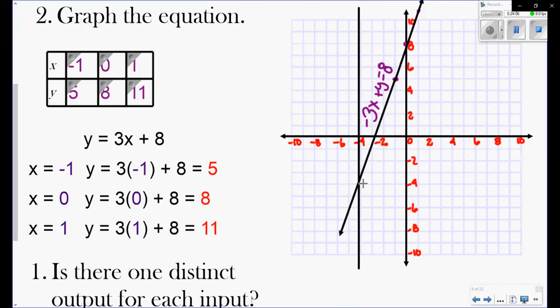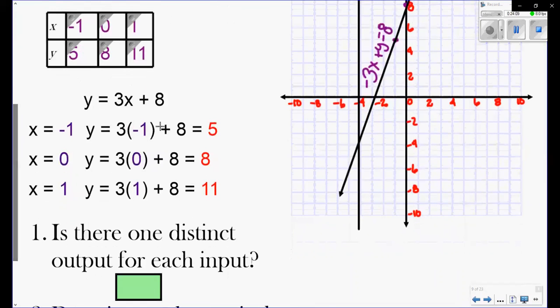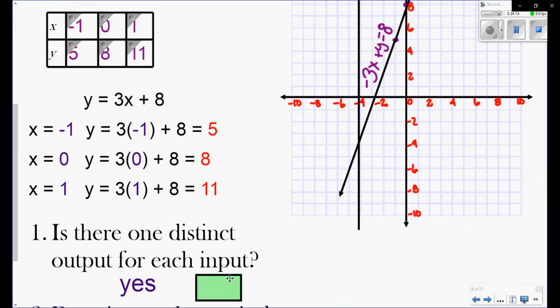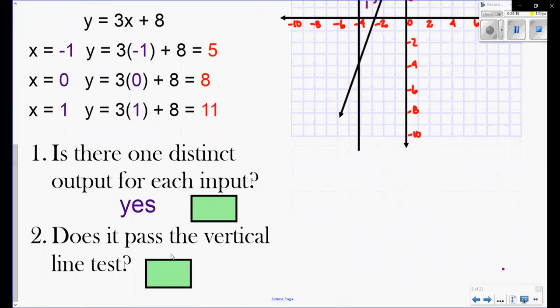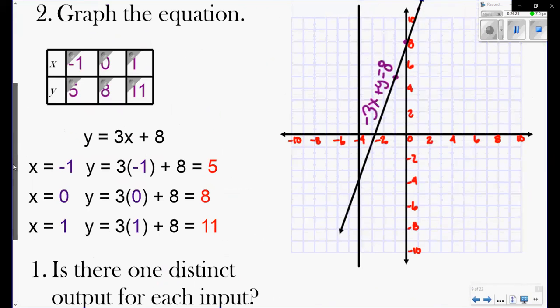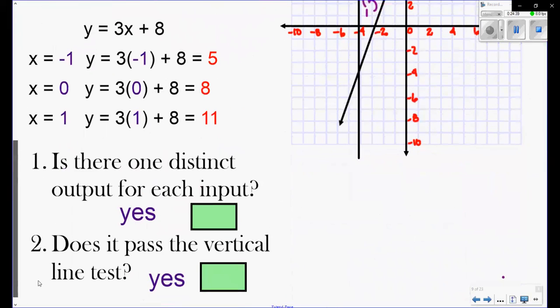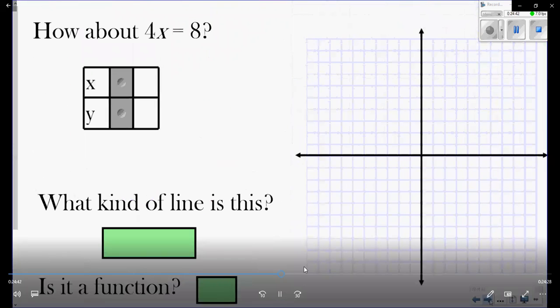Okay, so I drew a line. It hits that graph once. If I did it another time, it would do the same thing. So yes, there is. Does it pass the vertical line test? Yes, we just did it. So this would be a function. When you have this written like this, y equals some number times x plus some number, it is a function, as long as there are no powers or other things going on and it's just simple like this. All right, let's move on.